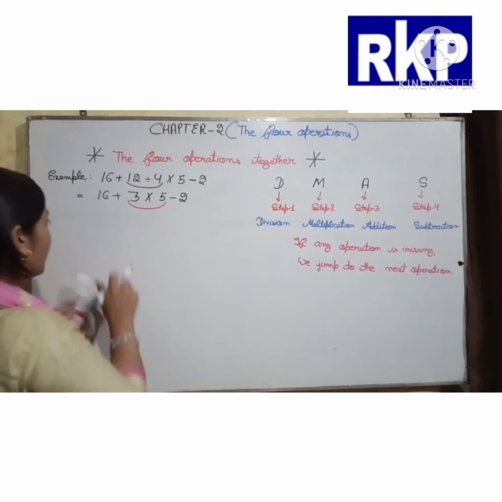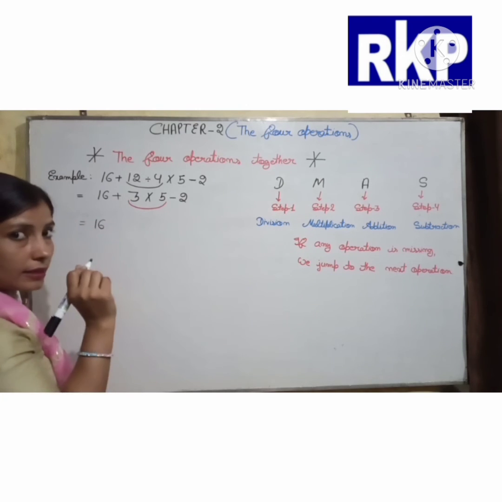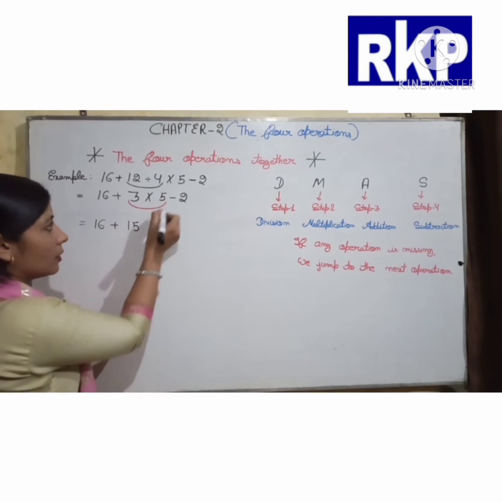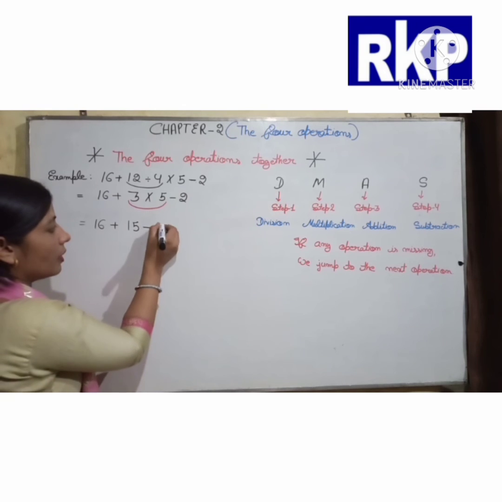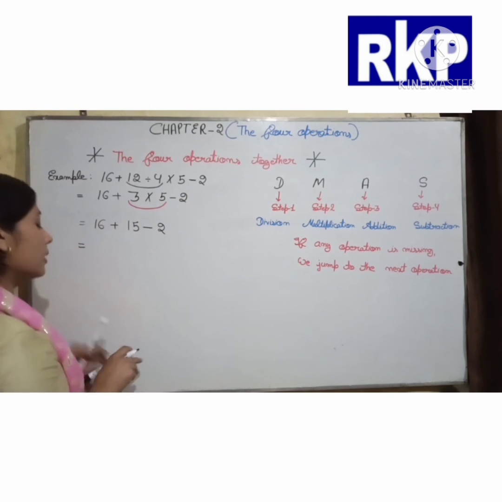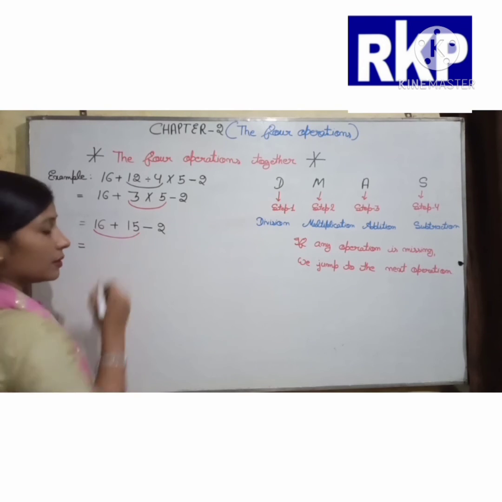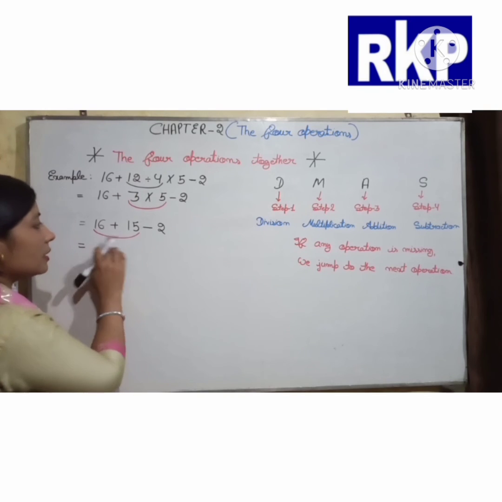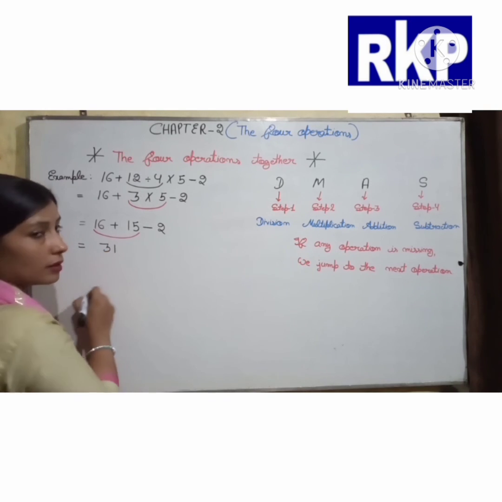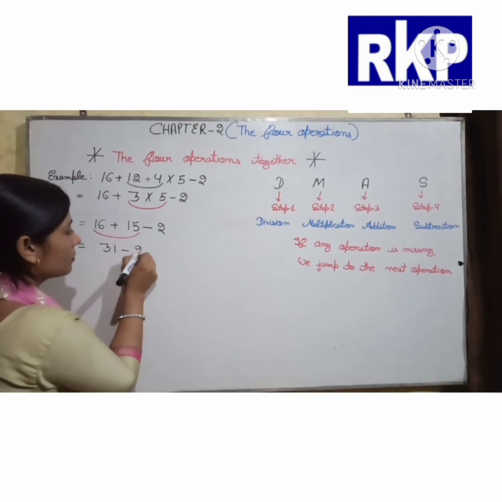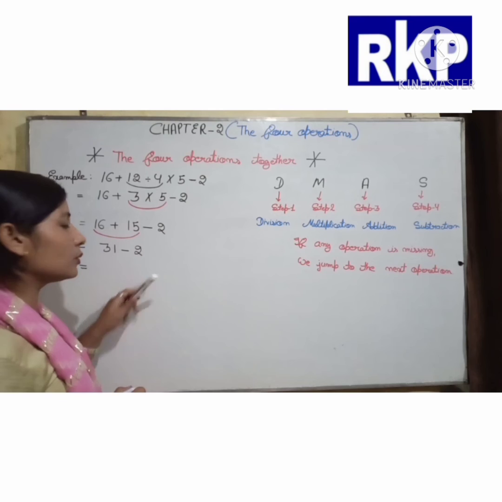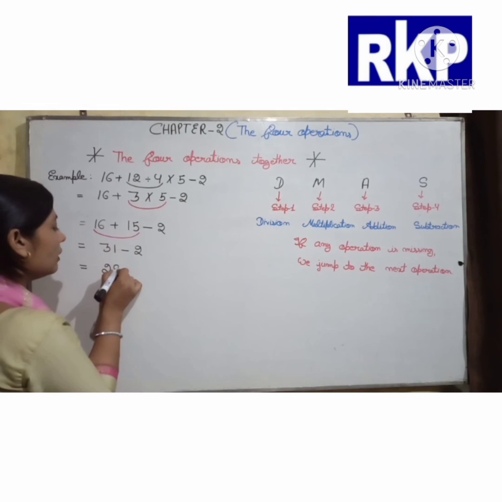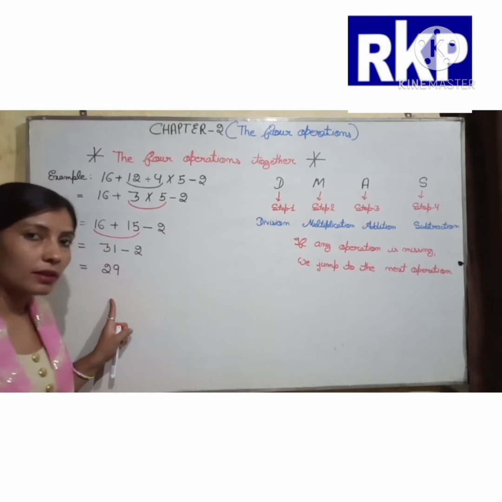Okay. Now, beta, we have to write 16 as it is, then plus 3 5 jar 15, then sign of subtraction and then 2. Now we have to solve addition. Okay, and here we have 16 plus 15. When we add 16 and 15, we get 31. Now subtraction. And now 2. Now we have to subtract 2 from 31. And when we subtract 2 from 31, we get 29. So 29 will be our answer.